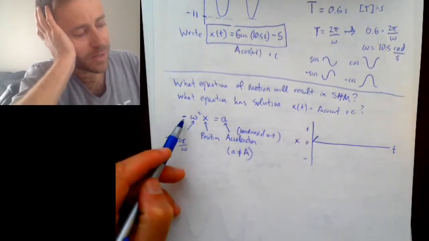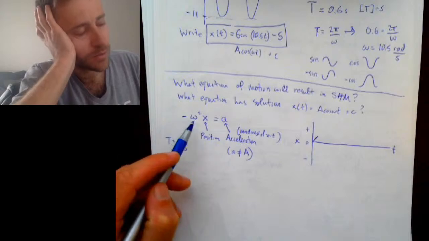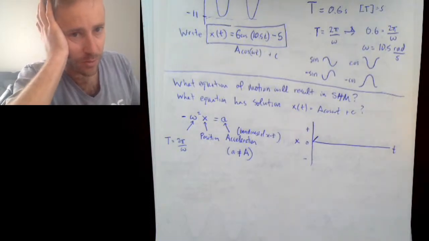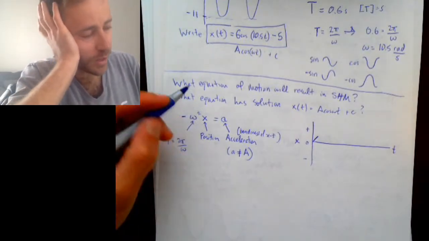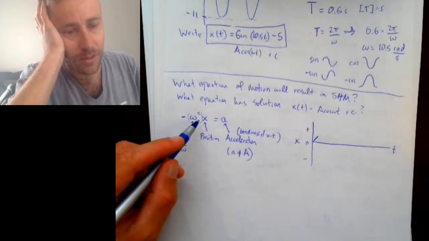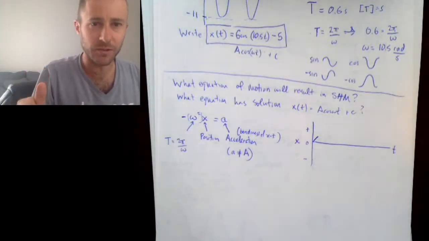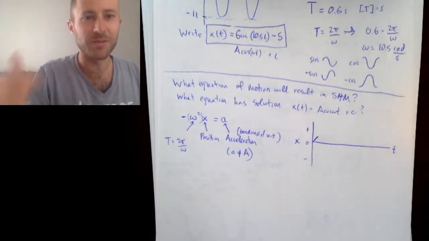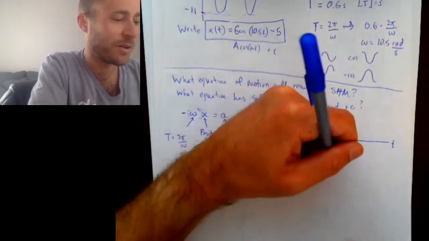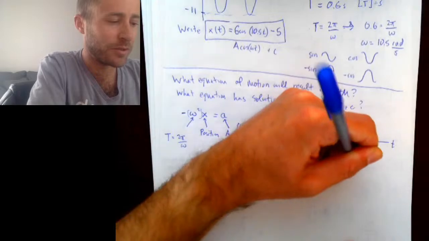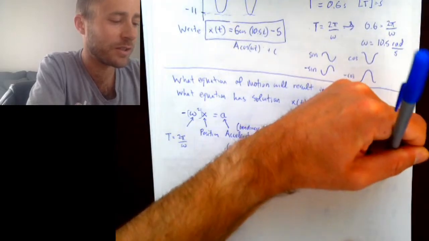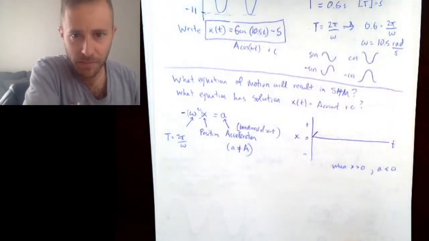So the acceleration is going to be a negative number times omega squared. Omega squared is going to be positive because when you square any number, it becomes positive. So we have a negative number times a positive number times the position, which is also positive. So negative times positive times positive gives you a negative number, okay? The lesson there is that when the position is greater than 0, when the position is positive, the acceleration is less than 0, okay?